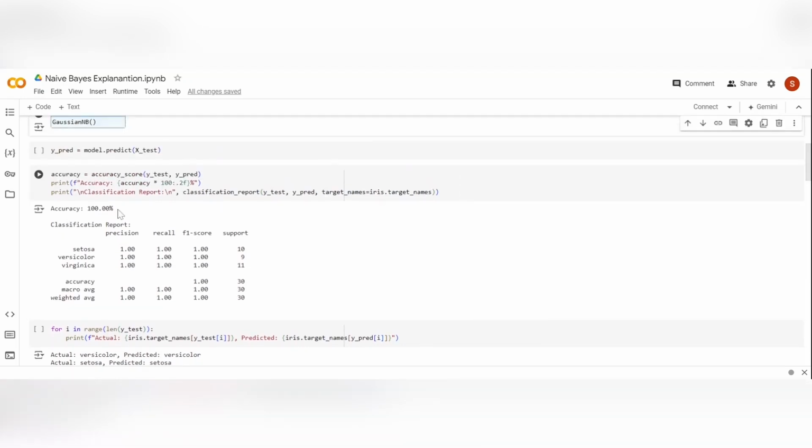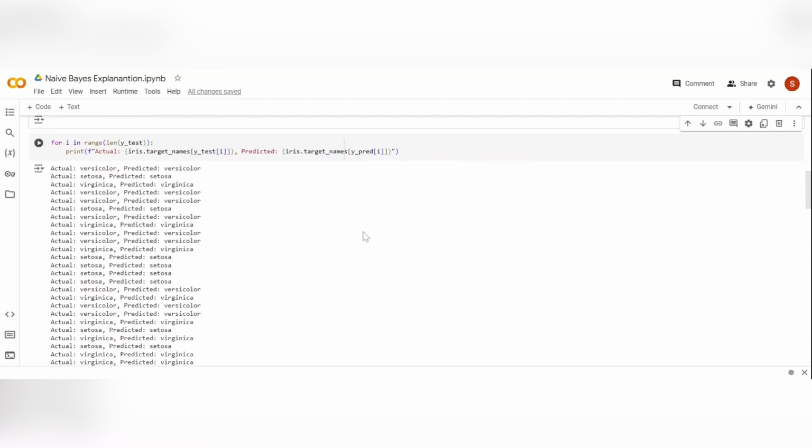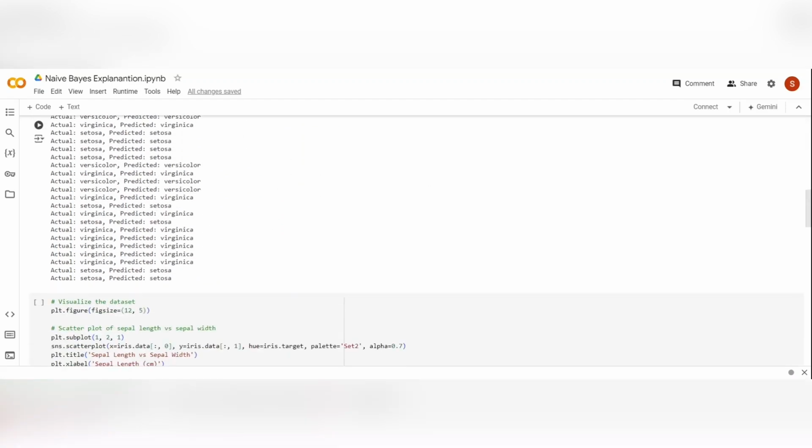We can see that we have got an accuracy of 100%. And once you go down to the classification report, you can see a more detailed overview. Now we come down, we can see that the actual flower was versicolor and the predicted one was also versicolor. This has been done for a certain test data. Over here, you can see all the actual and predicted data.